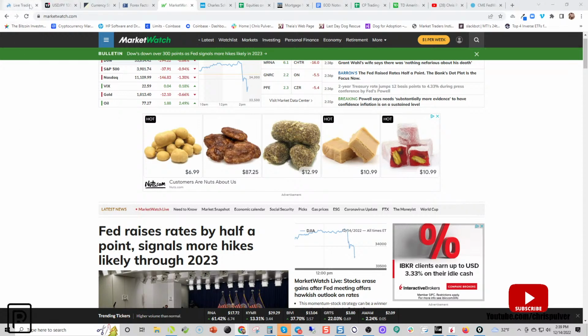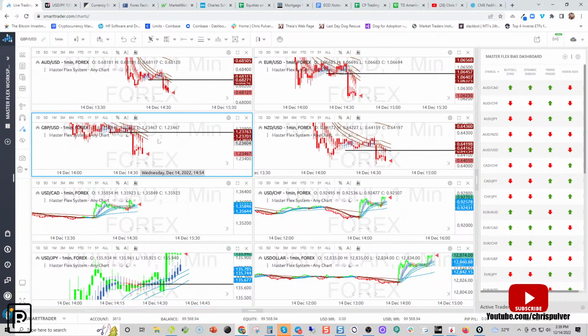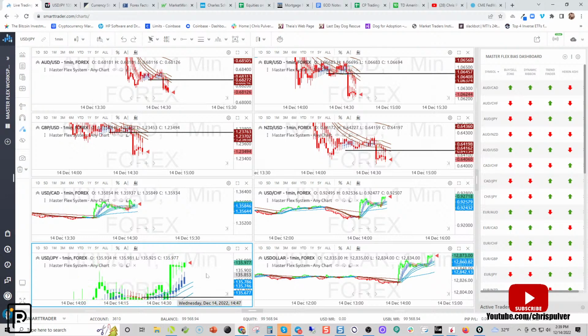Okay, so again, what are we doing? Price is cooperating. We follow Master Flex, pretty straightforward colors. We had red alignments. We waited for our Heikin Ashis to go from blue to red. We jumped in, took a stab. Obviously, I'm not trading the entire basket, but so far so good. And we're up some profit.